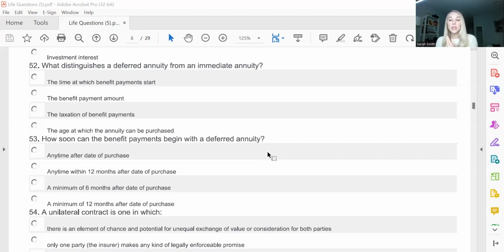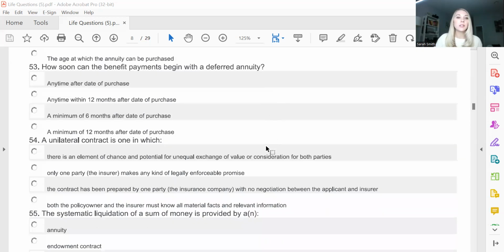So if it's an immediate annuity, it's going to start anytime within 12 months after the date of purchase, hence the immediacy. And then if it's a deferred annuity, it will start anytime after the 12 months after the date of purchase. So immediate versus deferred. One is now, one is being put off until later.